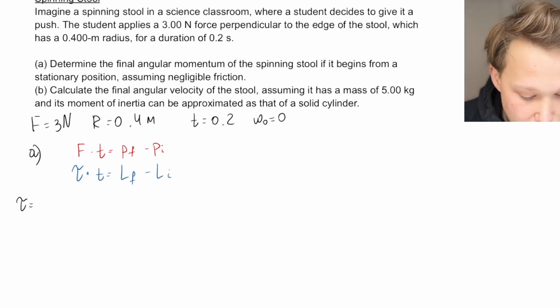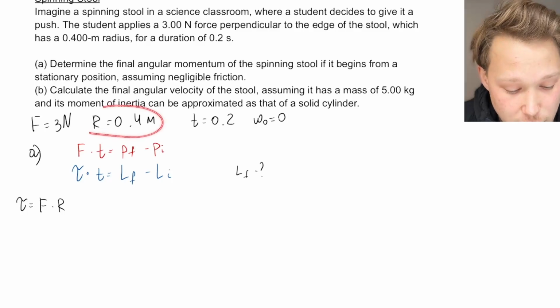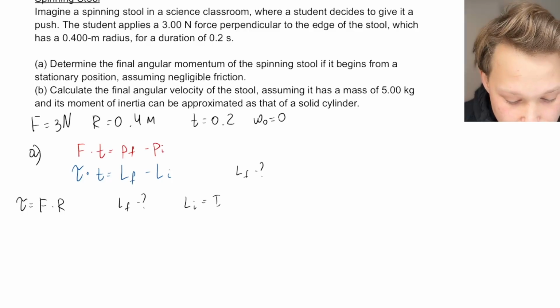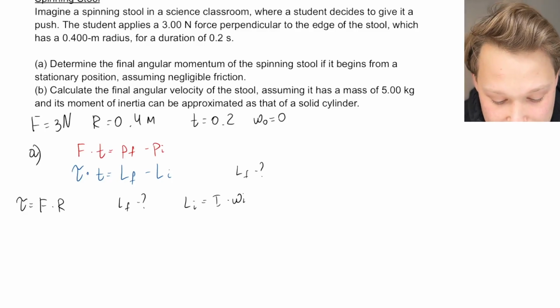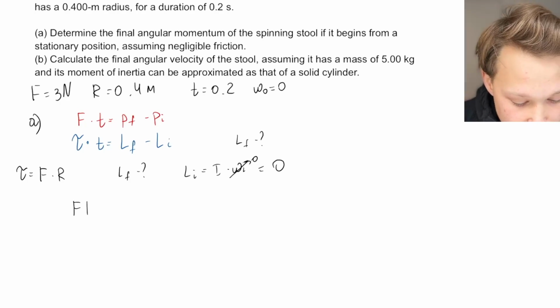So torque is equal to, now L_F is what we need to find. Torque is equal to force times distance from which it's applied, which is the radius of the rotation. We're also given the time, and we know that initially angular momentum is 0 because this velocity right here is 0. So therefore, torque is force times R times T, right? This cancels out to 0.